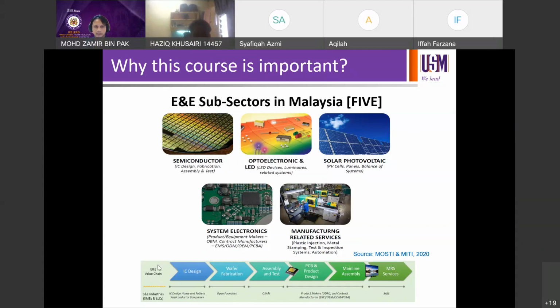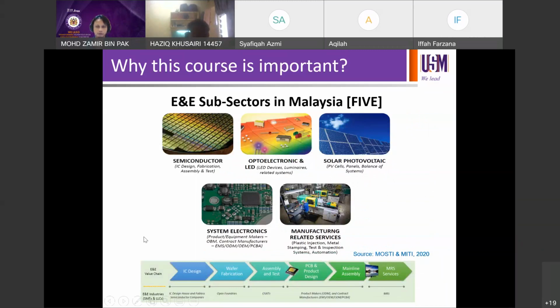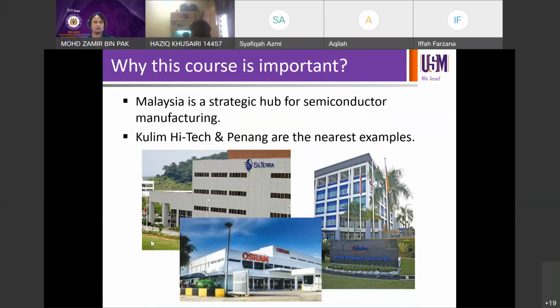Okay, the first one is IC design. And then once the design is done and fixed, then you have foundry. And then the moment the fabrication is completed, we send the chips to assembly and test, and then to the backend. Okay, so this is how all these 5 subsectors are laid out in terms of the EE value chain, right? The electrical electronics value chain.